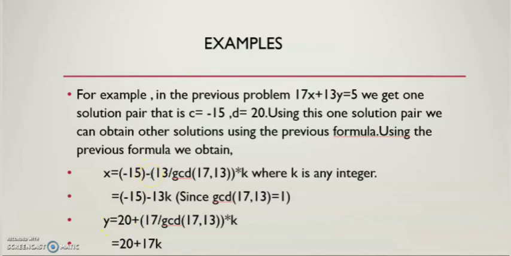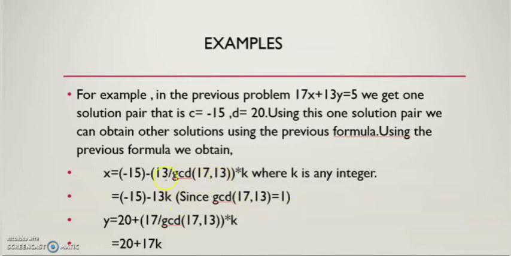Don't forget it, because many students forget the sign convention, what to use, plus or minus, in the examination hall, and they just leave the question because of this confusion. So this sign change is very important. For x you have to use minus, and for y you have to use plus. Now 13 divided by GCD of 17 and 13. We have to compute the GCD of 17 and 13, which we have already computed, that is 1.